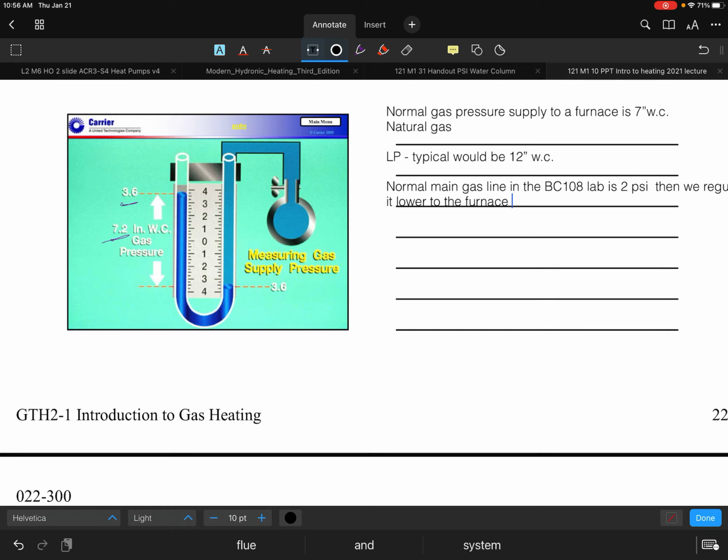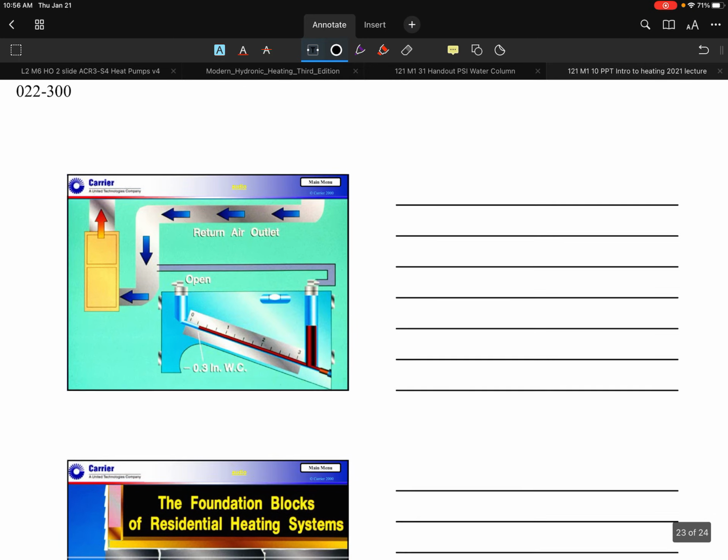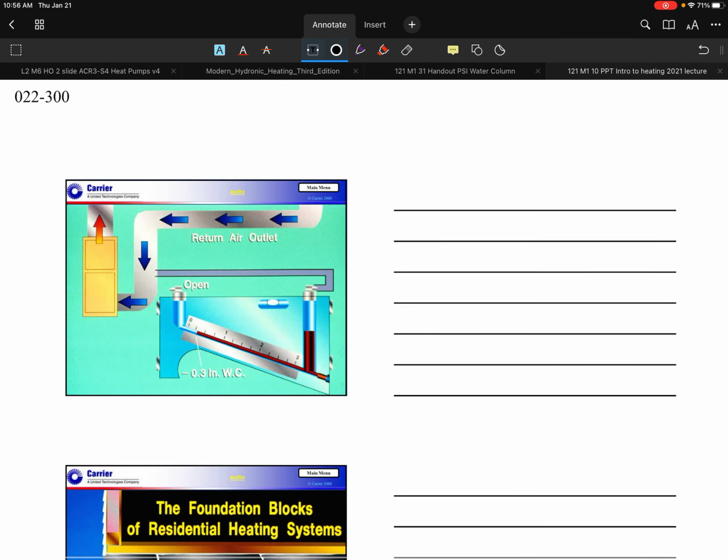Down to a normal 7 inches or so, in that area. That's normally how we do that. Again, we're going to have you do this in a lab. And the last one.